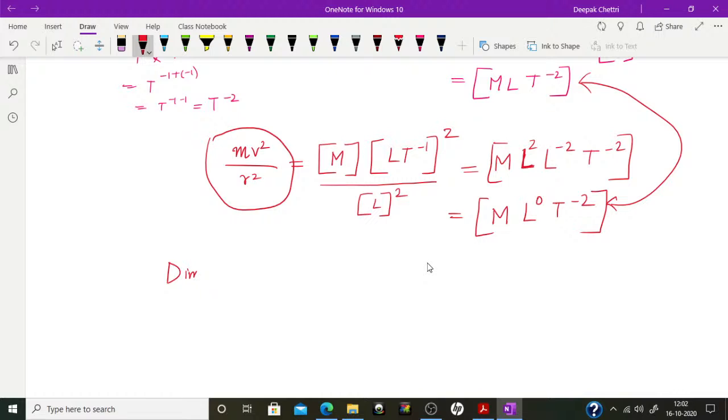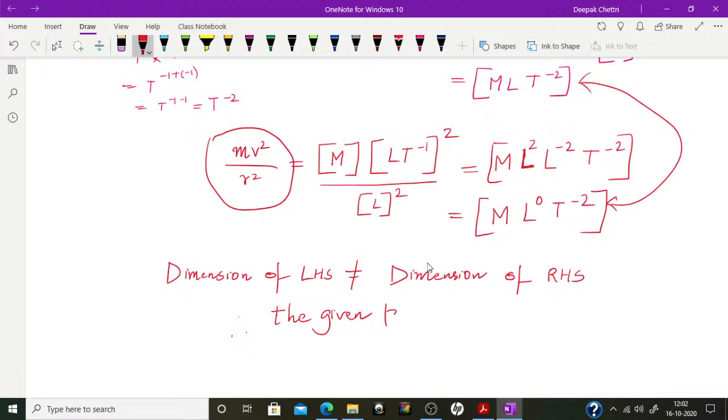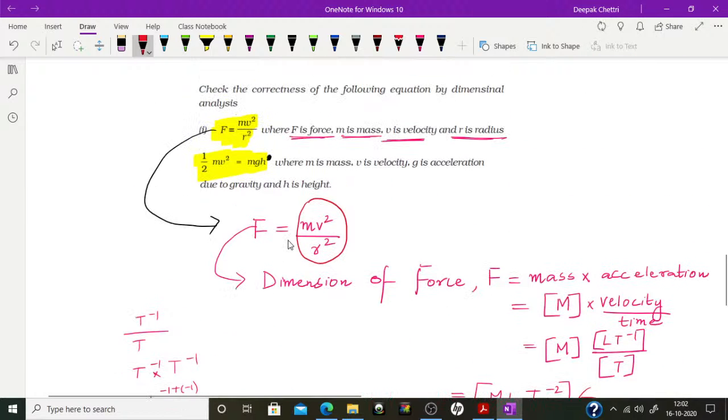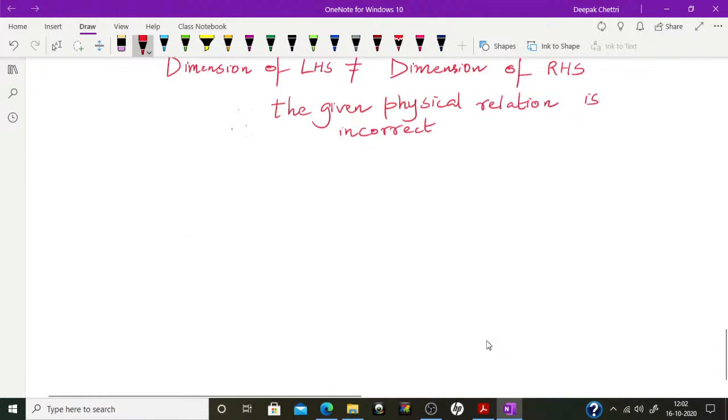Dimension of left hand side is not equal to dimension of right hand side. So therefore the given physical relation is incorrect. Okay, understand? This is incorrect. The formula that is given to us, F is equal to mv square by r square, is not correct. Is it clear?